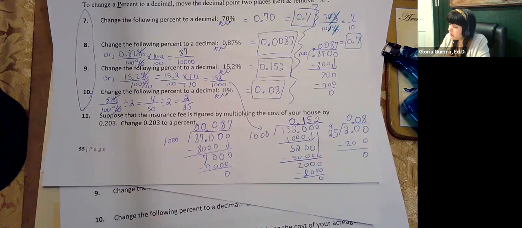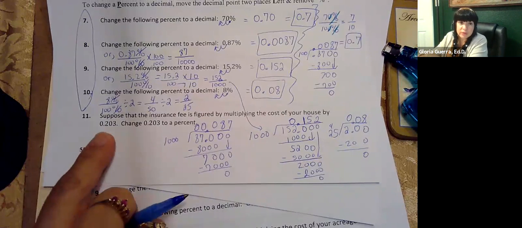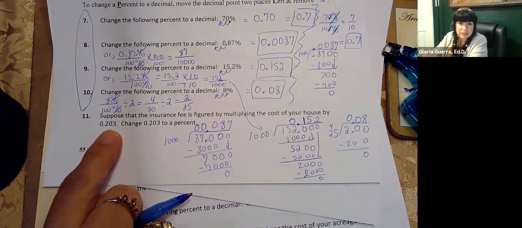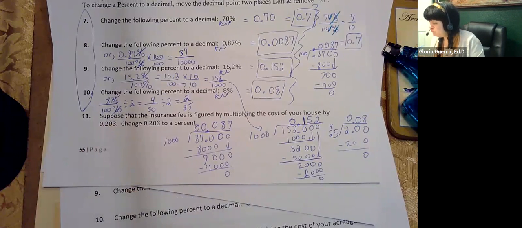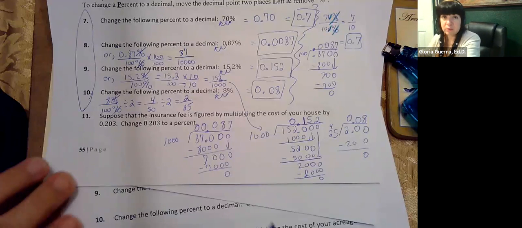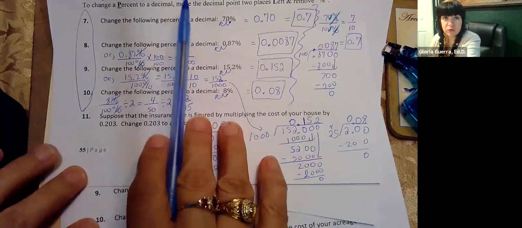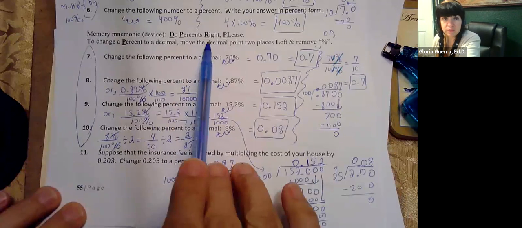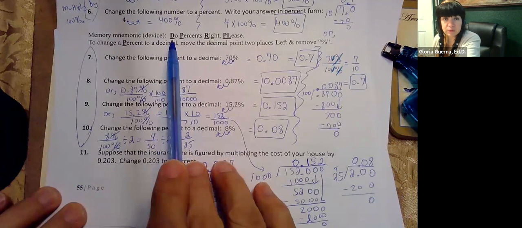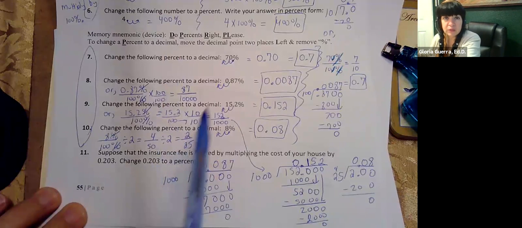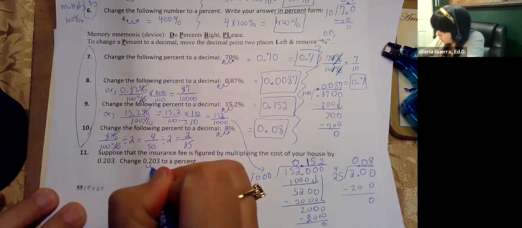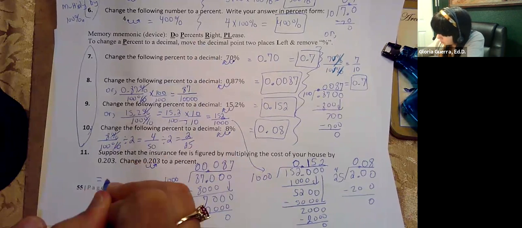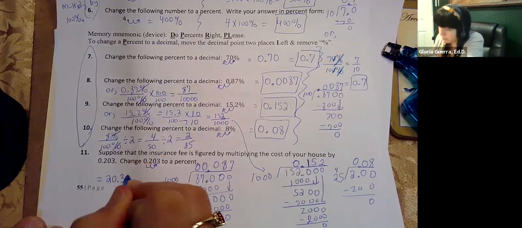Change that into a percent. Okay, so you remember the memory mnemonic is, do percents right. Do you have a decimal? You're starting with a decimal? Yeah, this is a decimal. So change it to a percent. Just move it to the right twice. 1, 2. And that gives you 20.3%.